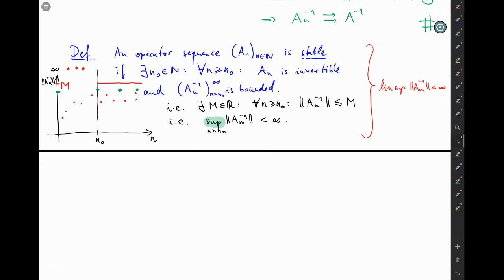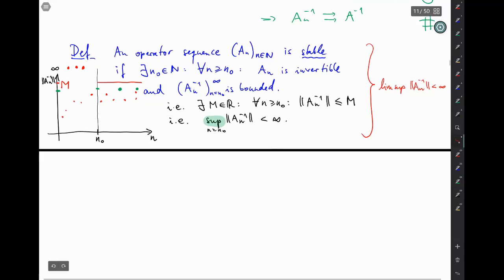Okay, so now finally we have stability. So it means that after a certain point, your inverses exist. So no infinities up here anymore, and moreover even a uniform bound exists. So you can draw a line here that you never exceed for n bigger than n0. Inverses exist and do not blow up.